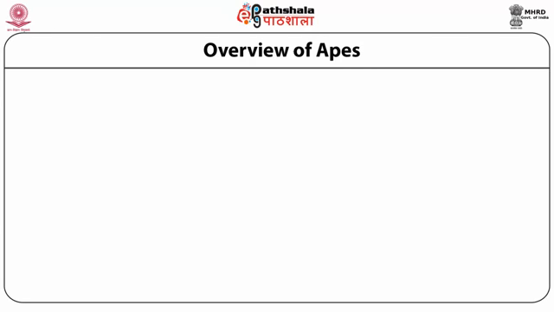Overview of living apes. Apes can be divided into two groups, lesser and greater apes. Gibbons are considered lesser apes, while members of the Pongidae family are considered great apes. Now let's discuss some of the important characteristic features of the gibbon.